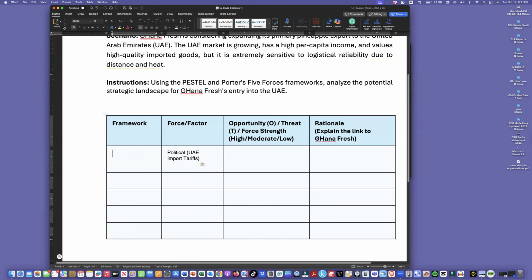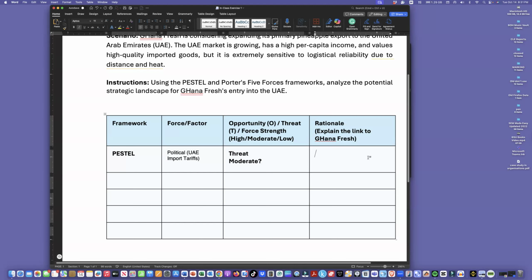Now it's a threat, okay. Is it going to be high, low, or moderate? If you're not sure, it's better to stay with moderate. Some of you may have to read a little bit to find out the tariff to import to the place. So moderate.